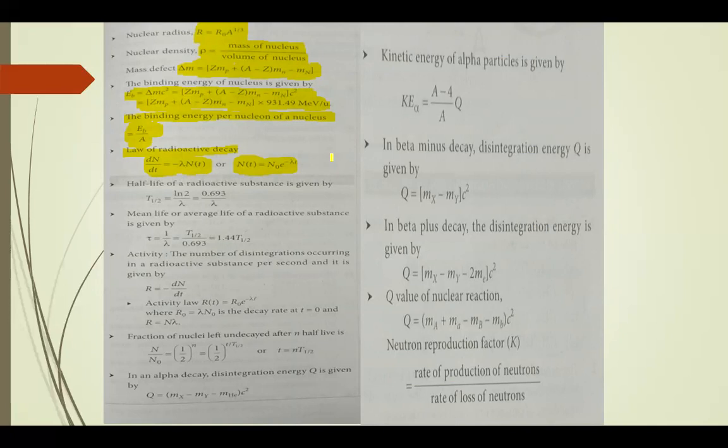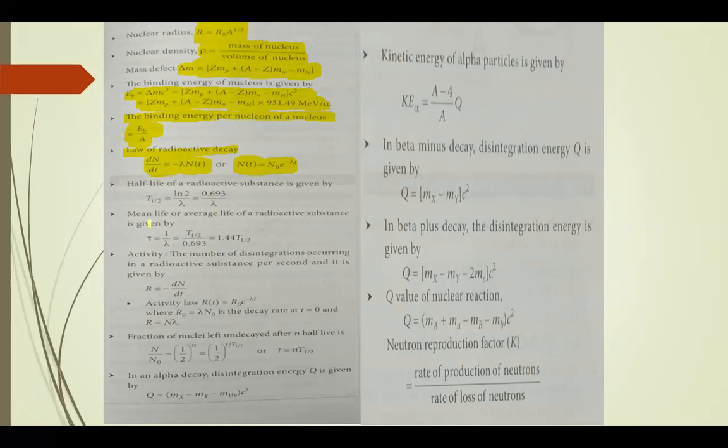Please remember, isobars are the nuclei of different elements having the same mass number but different atomic number. Mass number is the same but atomic number is different. Isotones are having the same neutron number but different mass number. Mass number is different but neutron number is the same. These three you have to remember.